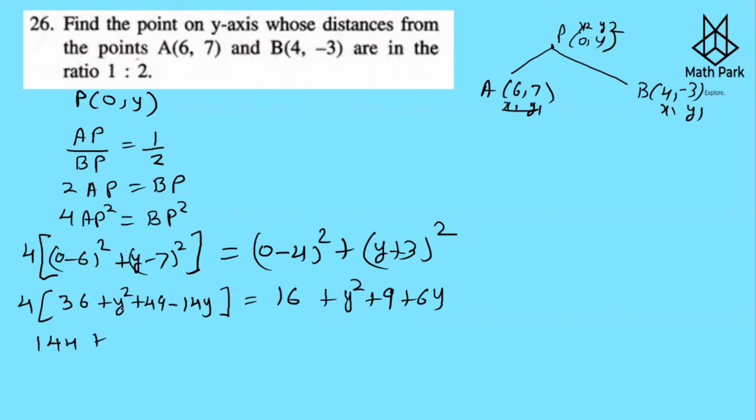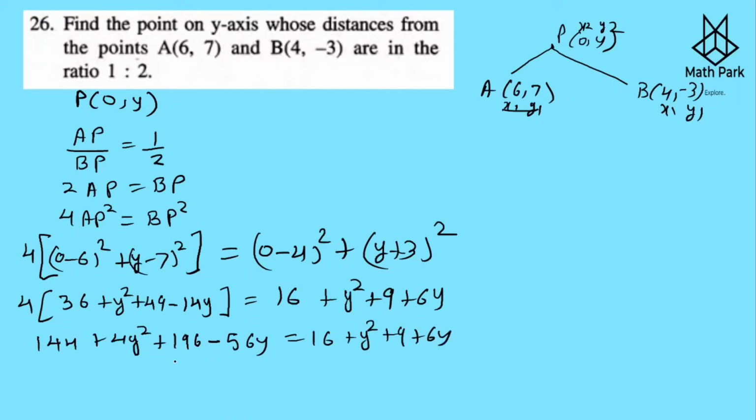Plus 4 into y square is 4y square. Again, we have 49 into 4, multiply 49 into 4, you get 196. So plus 196, minus 4 into minus 14y. So 14 times 4, we get minus 56y. So we multiplied by 4 over here. So this is 16 plus y square plus 9 plus 6y.